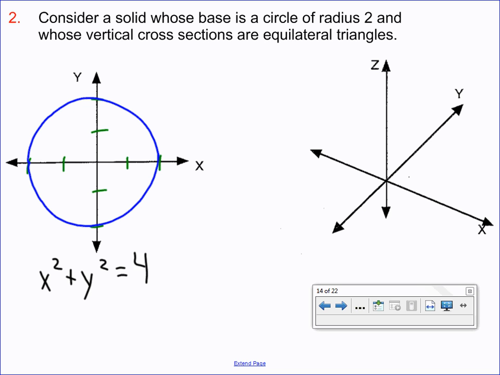And thwack, a cross section taken perpendicular to my base, when turned out to face the viewer, would be what shape? An equilateral triangle.